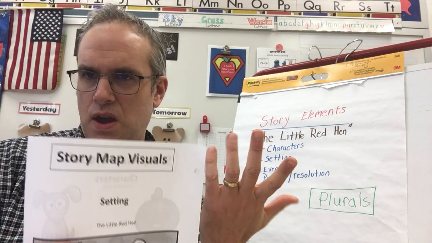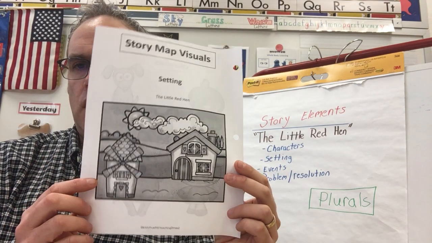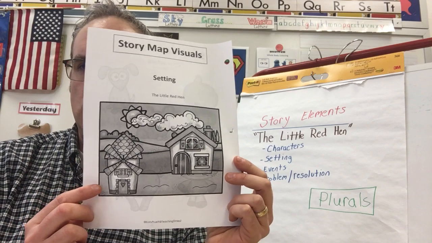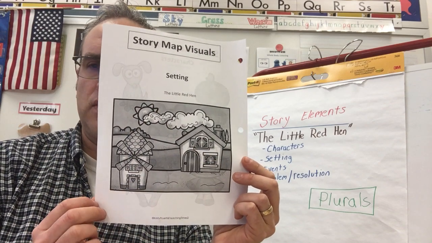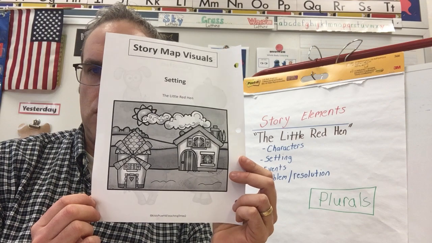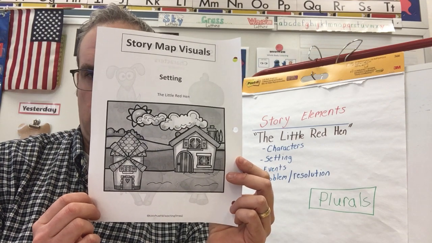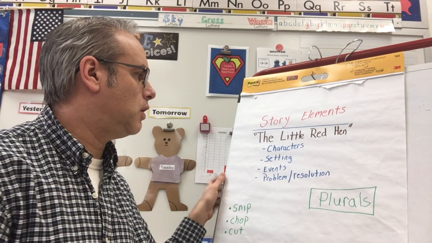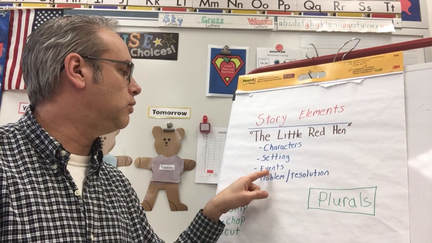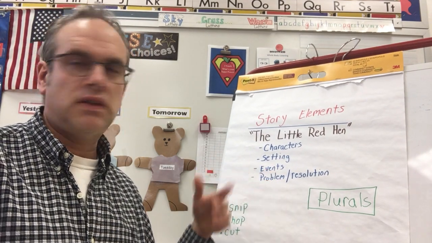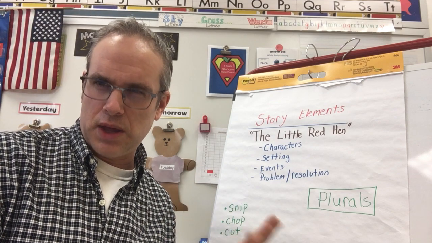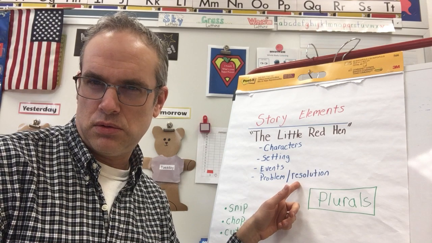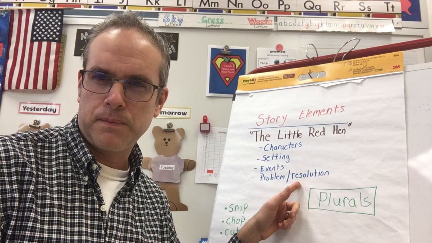Every story has characters. We also discussed yesterday the setting. That's another story element that we've focused on this year. The setting for this story took place on a farm. So here's a picture of the setting of the story, all right? Okay, a couple other story elements that are on my list here include events, that's things that happen during the beginning, the middle, and the end of the story, and the problem resolution from the story, all right?